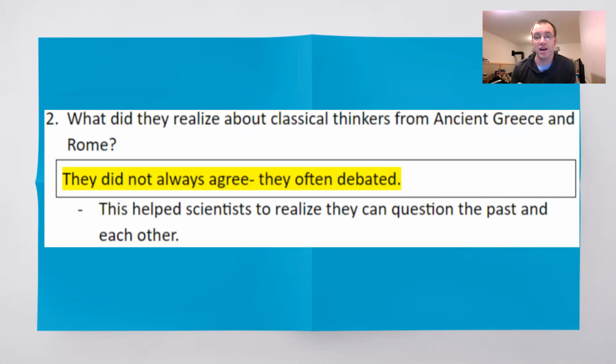And so for scientists, they realize that, hey, they didn't agree in the past. We don't have to agree now. And it opens up this whole new world, if you feel like you can disagree with somebody else, because then you're more open to study and more open to learn, which is a good thing.